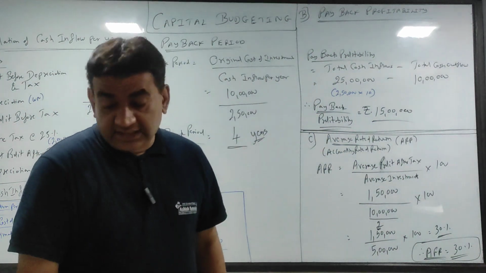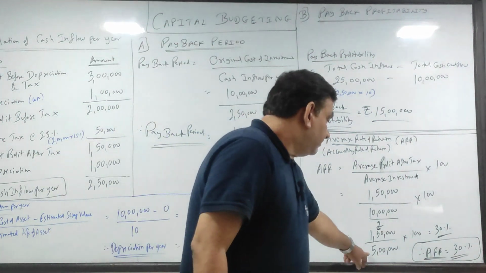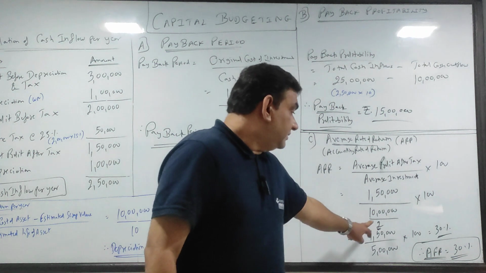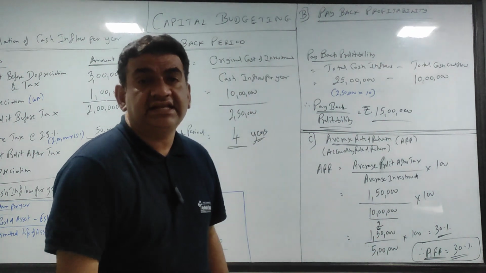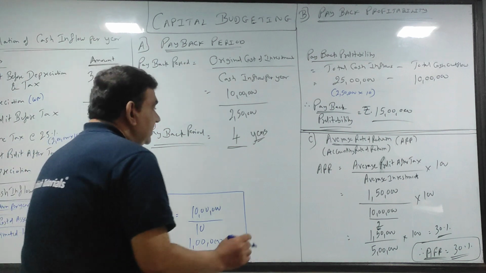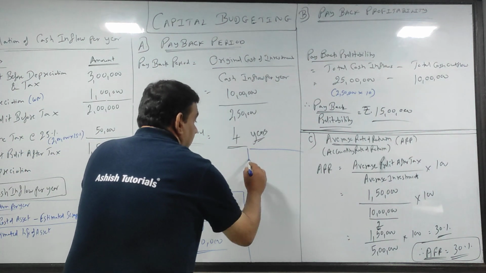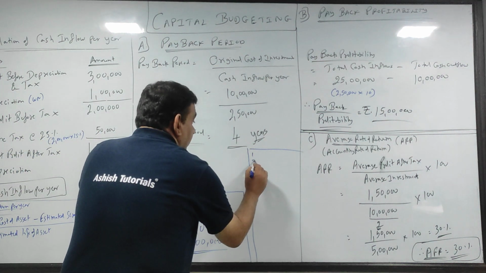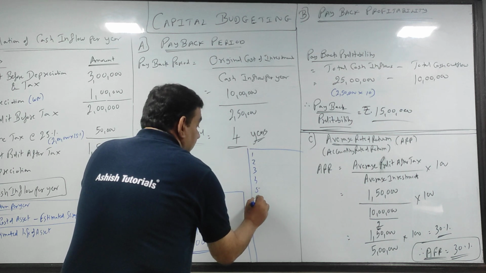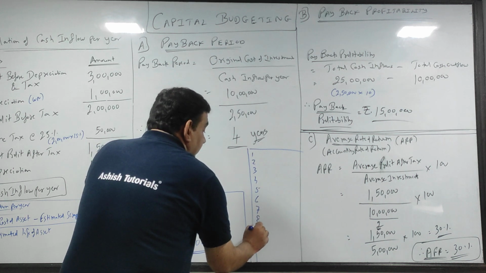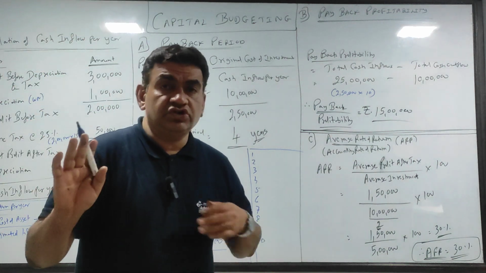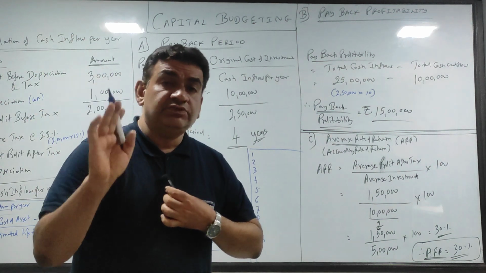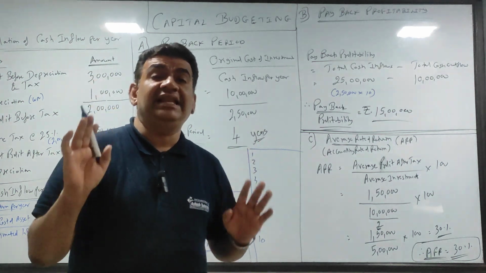What is ARR? 30%. Now guys see, why I divided by 2. 10 lakh divided by 2, how much is the answer? 5 lakhs. Okay, now see guys, just understand this. The life is 10 years, 1 2 3 4 5 6 7 8 9 10. You are not supposed to know this logic in your syllabus, but I am explaining it so that you should be practically aware of what the logic is.